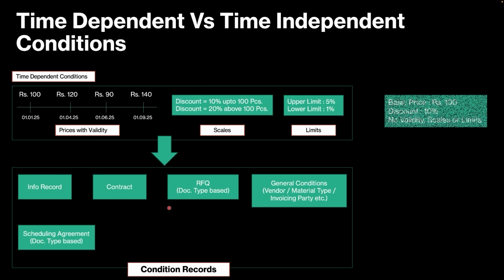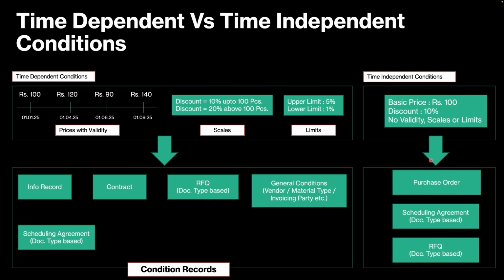Now, contrary to the time dependent condition, you can also have an arrangement where there is no validity, scales or limits. You basically have these prices and conditions which do not have any validity, and these prices are called time independent conditions, and they are entered basically in a purchase order or scheduling agreement or RFQ. And again, for scheduling agreement and RFQ, the time independent conditions are determined through the document type. Okay, so these two documents, that is scheduling agreement and RFQ, have dual nature.